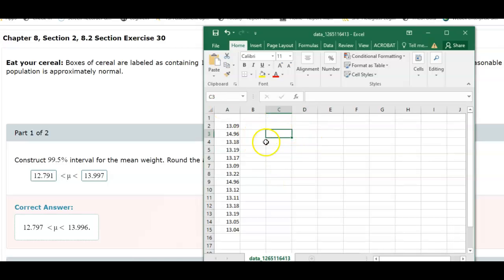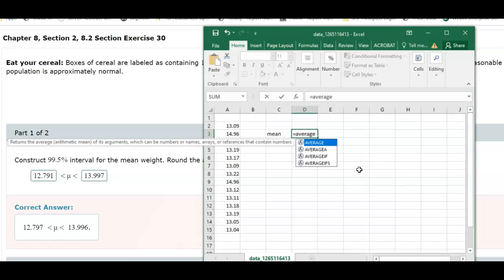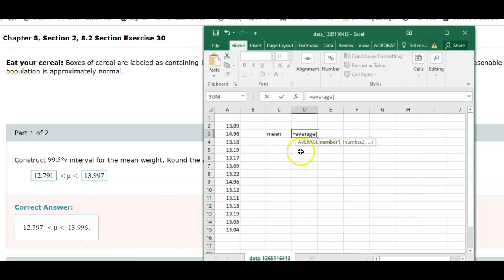So in a cell over here, to get the mean, I'm going to type the mean over here, and then come over to this box and type in equals average, and then open a parenthesis. I'm going to hold down the left button of my mouse, keep it held, and scroll down here where it highlights all of these values. And then I'm going to close my parenthesis. This will give me my mean.